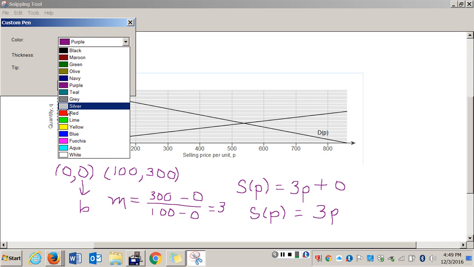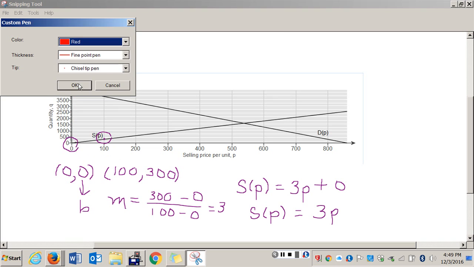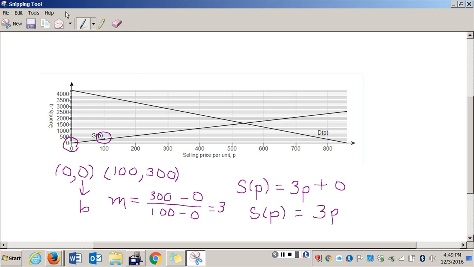And I'm going to change colors here to do the demand so that we don't get them mixed up. We're going to try to do the same thing with the demand curve. We can tell here that the y-intercept is approximately 0, and then that's 4100, 4200, 4300. So this point is 0. And that tells us once again that the value of B in y equals mx plus b is going to be about $4,300.